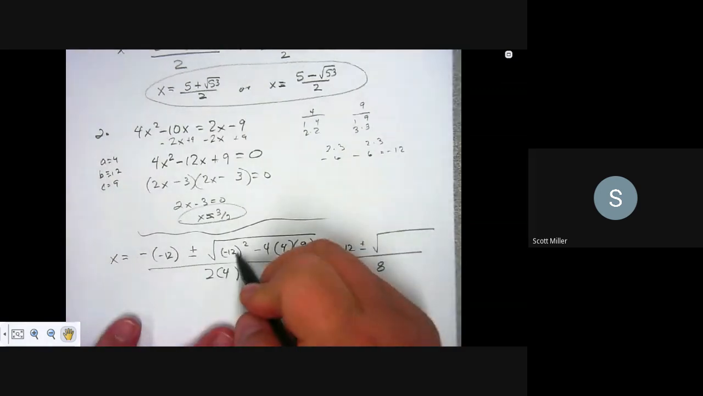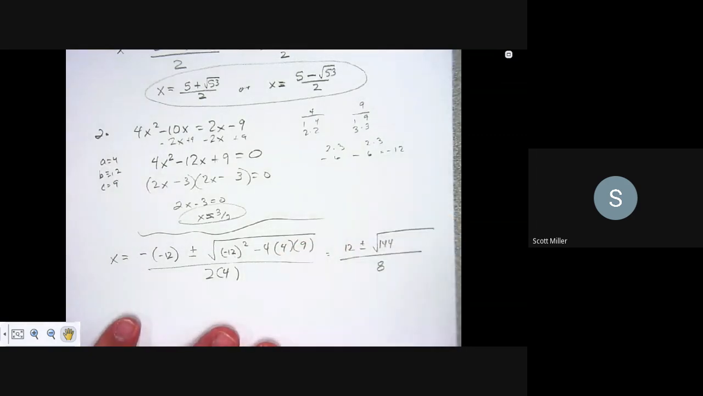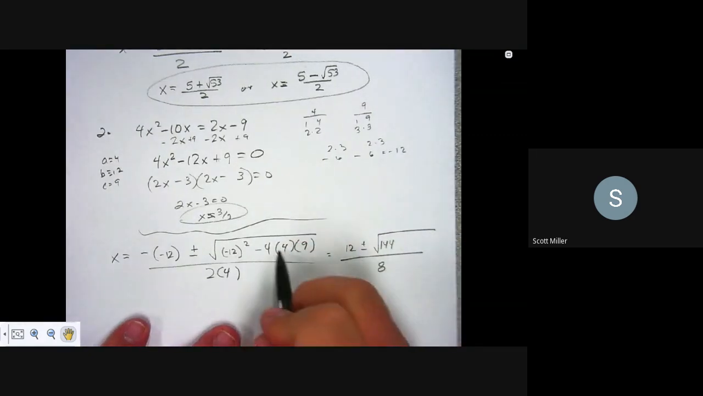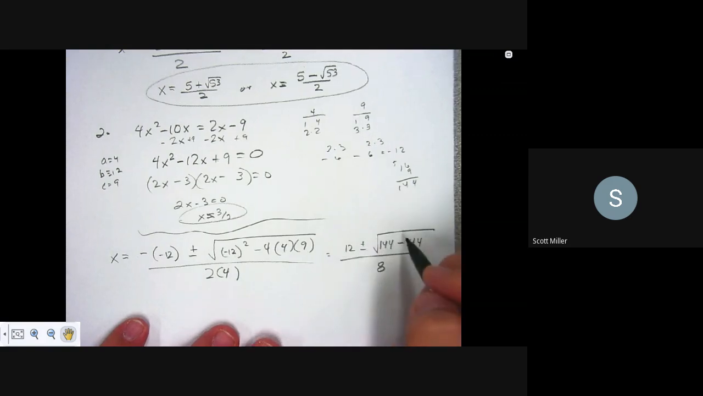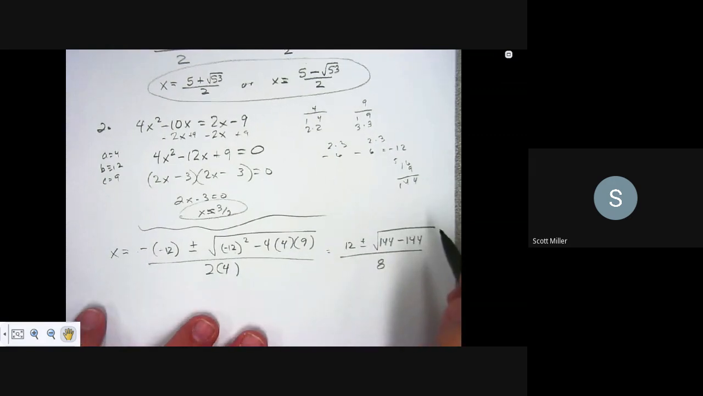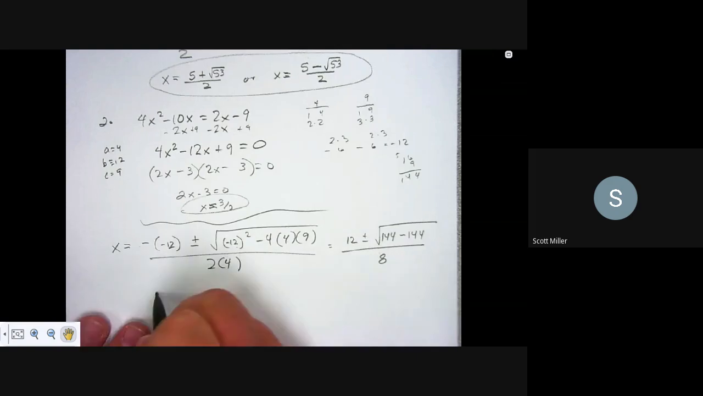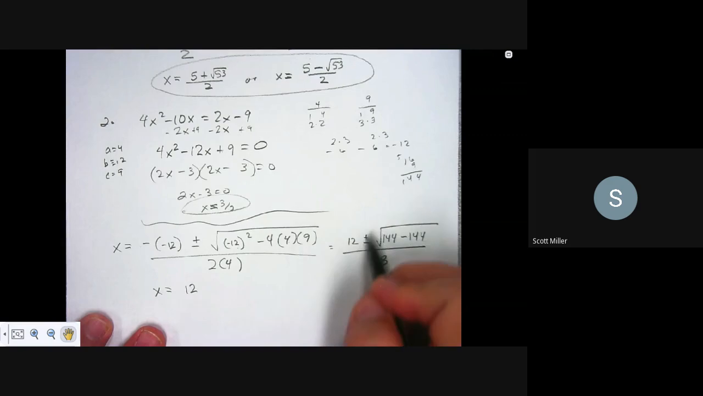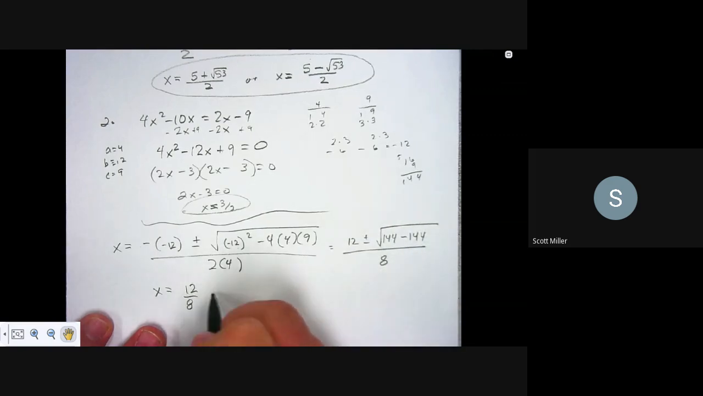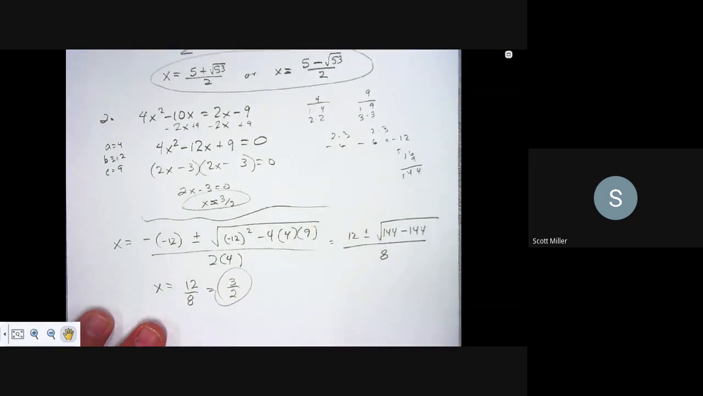So what is 12 squared? Well, I know that's 144. Okay. This right here is 16 times 9. 16 times 9 is what? 144. So what happens is the entire square root becomes the square root of 0. Okay. So this is now x equals 12 over 8. There is no plus or minus number because that was 0 over 8, which I can reduce down to 3 over 2, which is what we said it was.